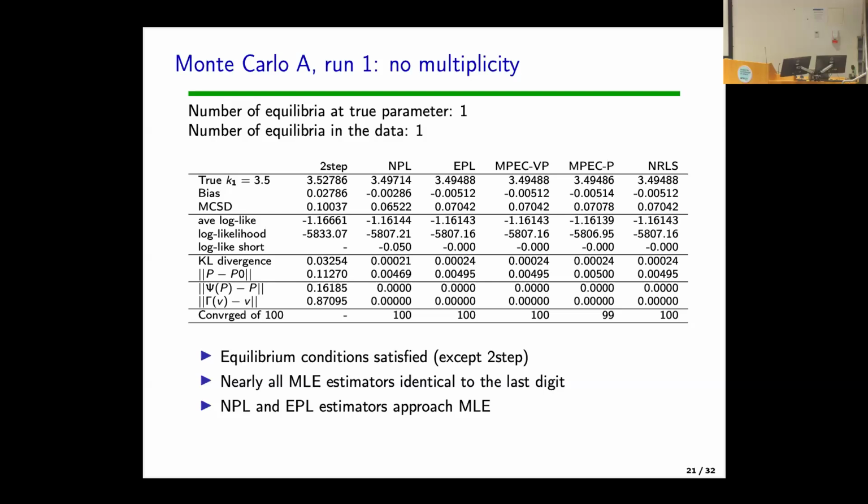Okay, so I think it's fair to say that equilibrium conditions are satisfied for all these methods that try to come as close to maximum likelihood as possible. So that you got all zeros everywhere. It converges most of the time. MPEC has one situation where it doesn't work. Probably we could make it work. And then NPL and EPL are approaching MLE up to epsilon. Okay, up to epsilon. We'll take a look at that.